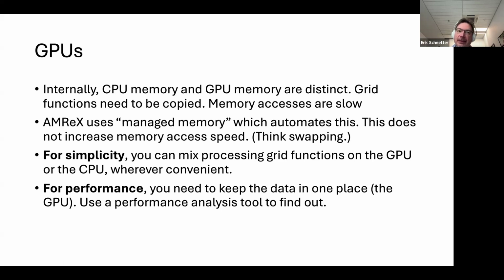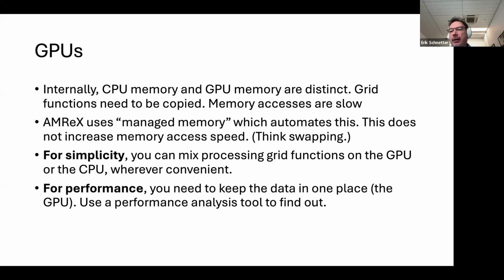I want to describe some more internals of the memory, because memory accesses are important. The CPU has memory and the GPU has memory, and these are different memories. It's not the same memory. So data needs to be copied between these two memories, and this is slow, but it's the slowest thing on the whole system. AMReX uses a feature called managed memory that GPUs offer, and it automates the copying.